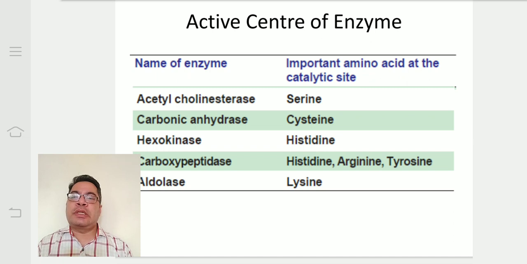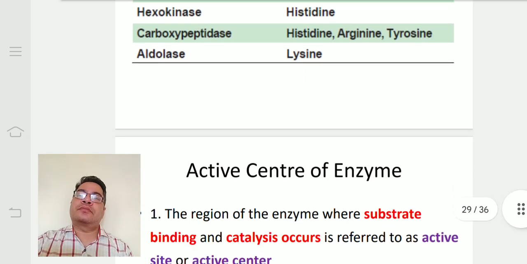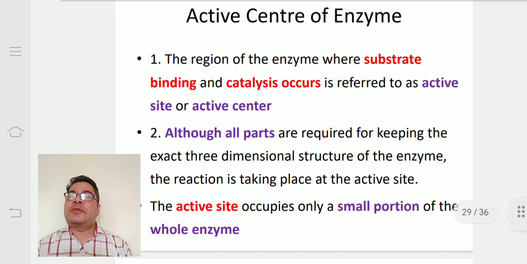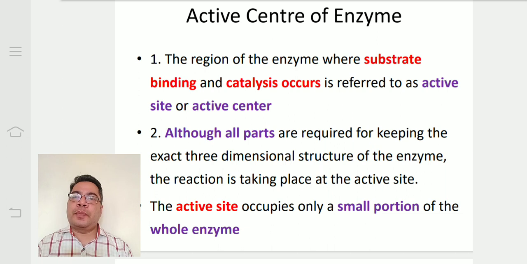The region of the enzyme where substrate binding and catalysis occurs is referred to as active site or active center. Although all parts are required for keeping the exact three-dimensional structure of the enzyme, the reaction is taking place at the active site. The active site occupies only a small portion of the whole enzyme. Generally, the active site is situated on a crevice or a cleft in the enzyme molecule. To the active site, the substrate is bound.